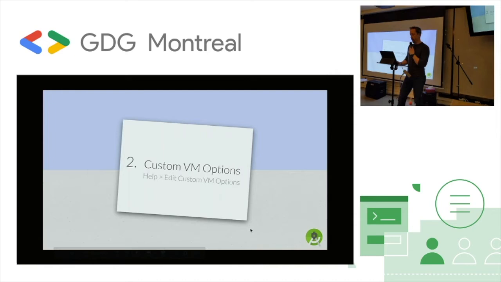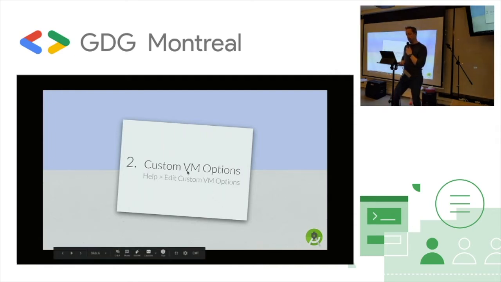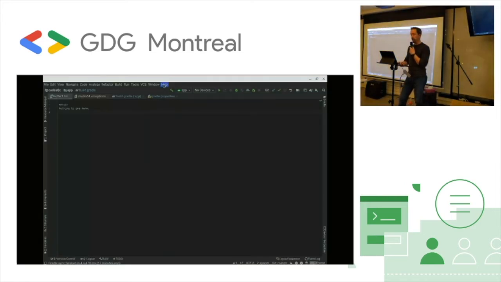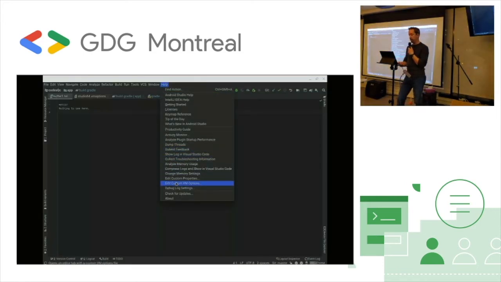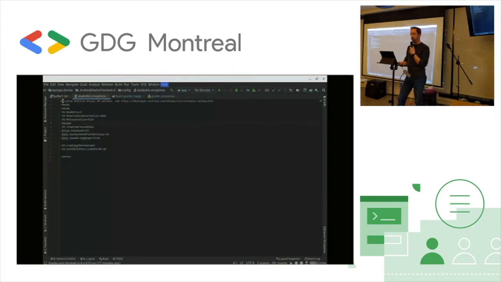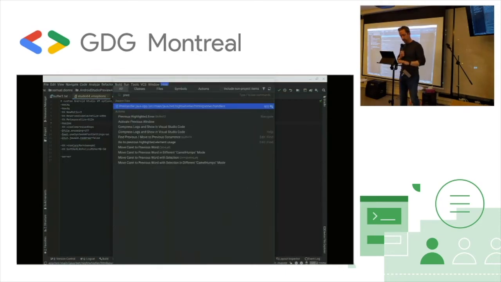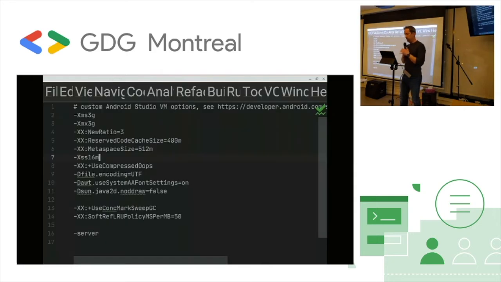Second one, you should edit the custom VM options. So those are the JVM options for Android Studio. Basically, you go to Help and Edit Custom VM Options. It's going to open a text file. Usually that text file is blank. I don't know if it's big enough. This should make it a little bit better.